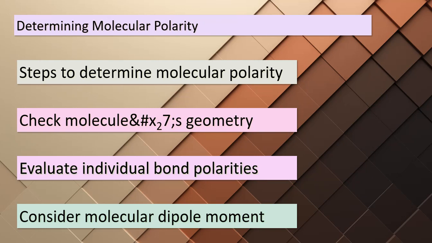Finally, consider the molecular dipole moment. If the bond-dipole moments within the molecule don't cancel each other out due to asymmetry, you'll end up with a net dipole moment and, therefore, a polar molecule. It's like figuring out the puzzle of polarity. As we wrap up, remember that this understanding is crucial for predicting how molecules interact and behave in various situations. You're well on your way to becoming experts in molecular polarity.